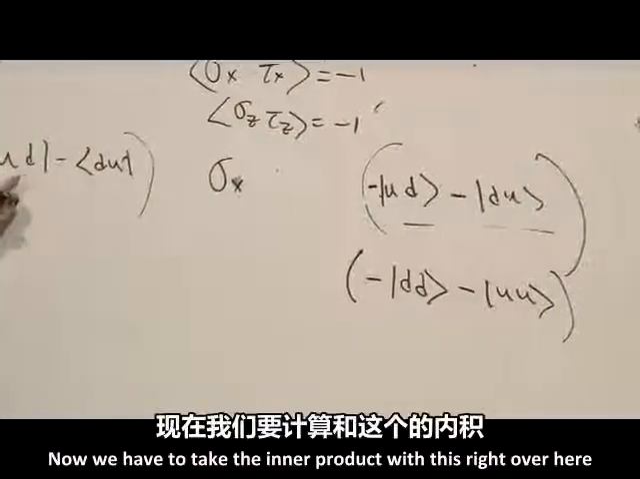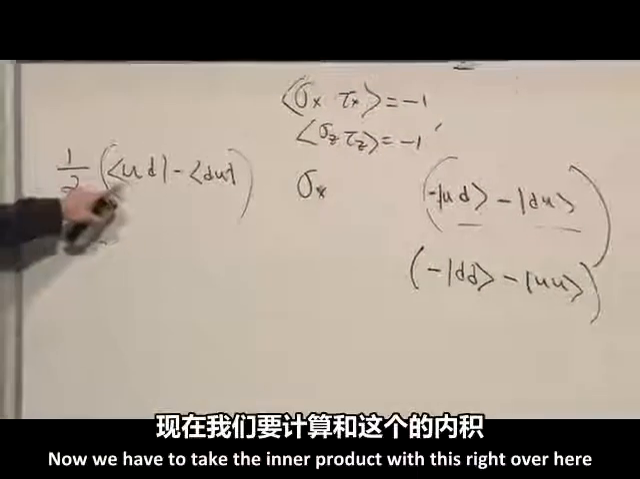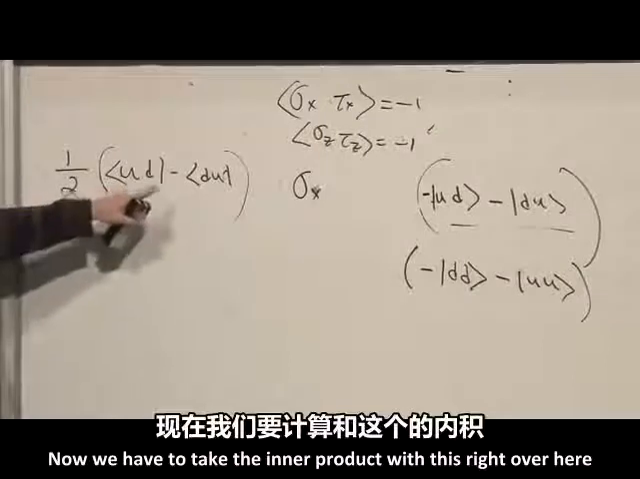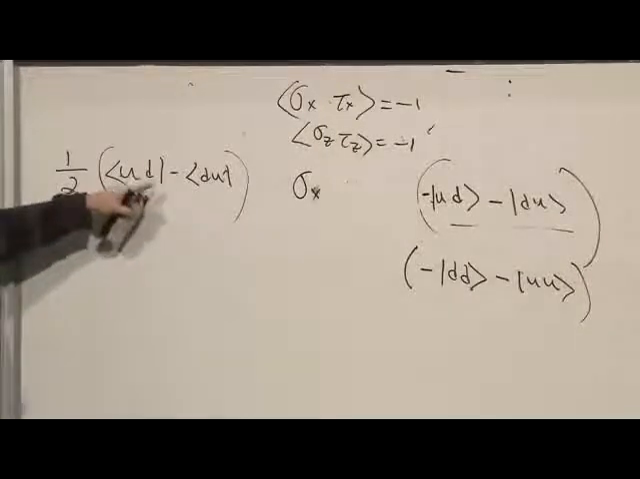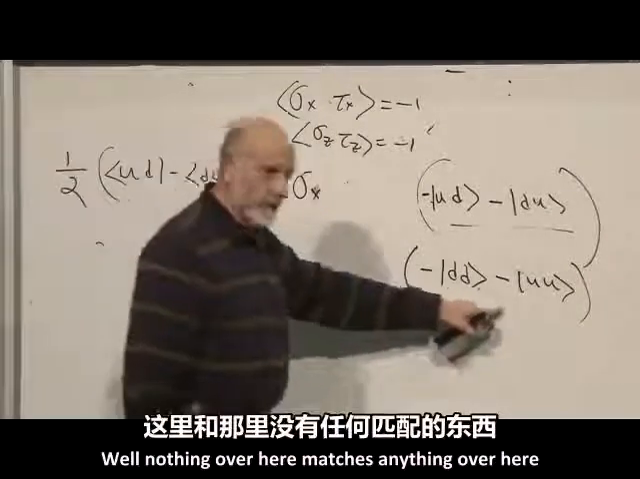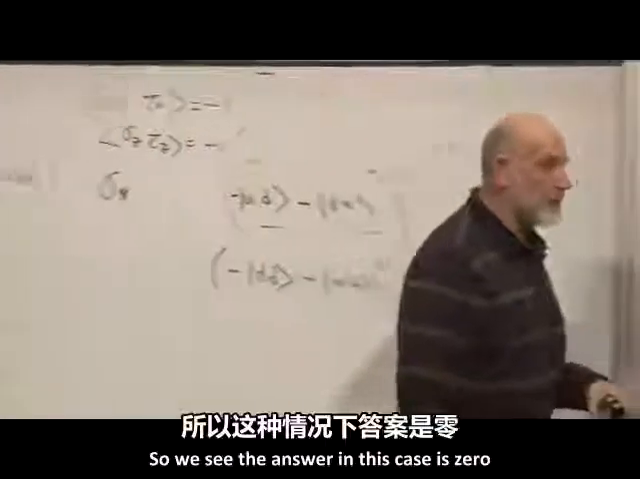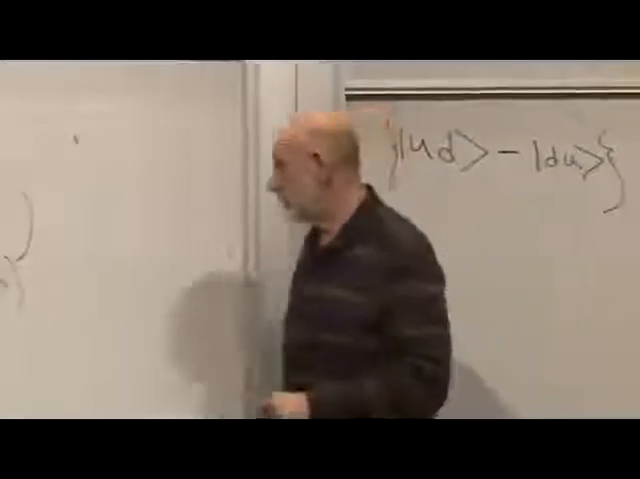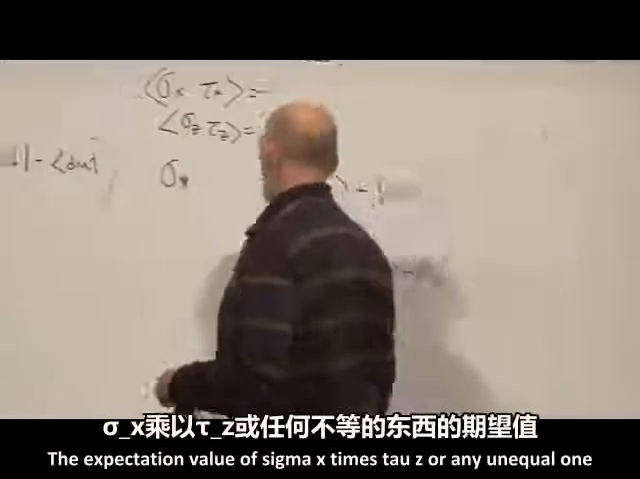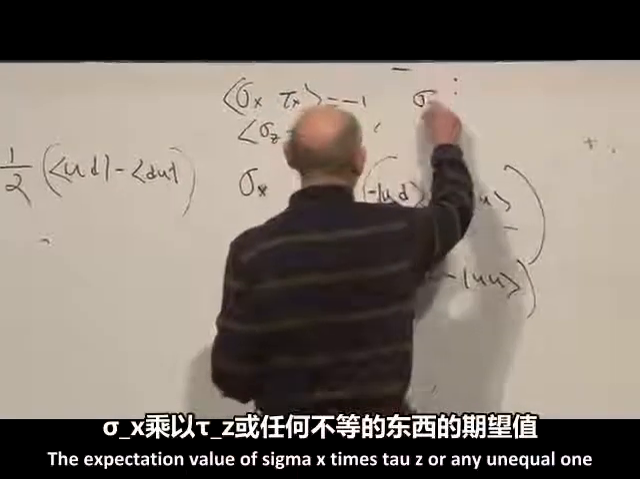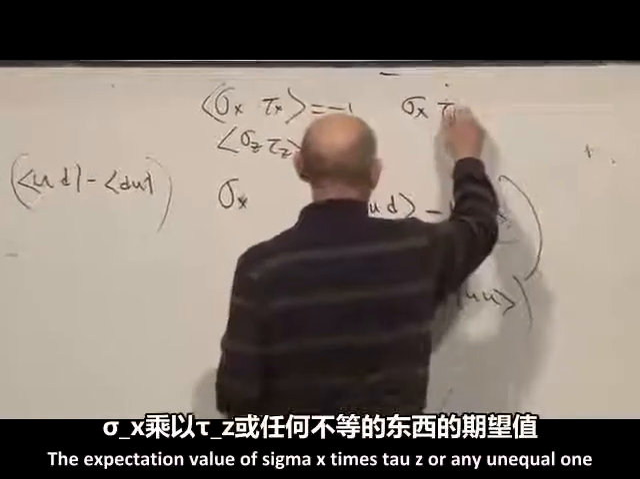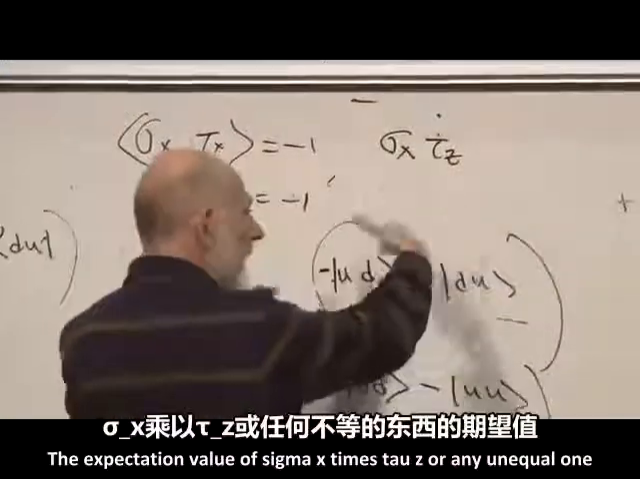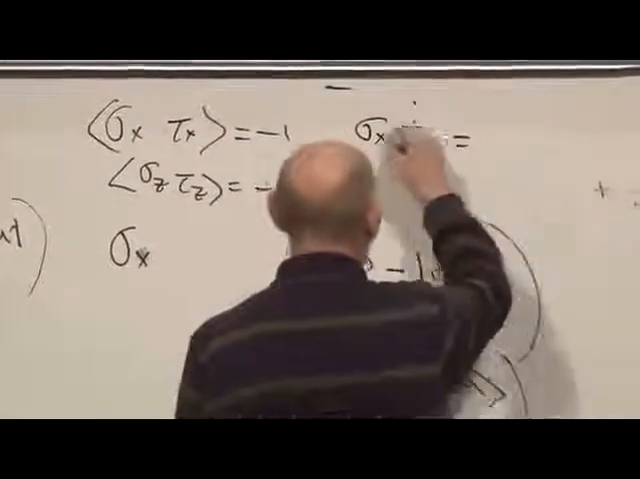And we have to take the inner product with this guy over here. Well, nothing over here matches anything over here, so we see that the answer in this case is 0. The expectation value of sigma x times tau z, or any non-equal ones, is equal to 0.